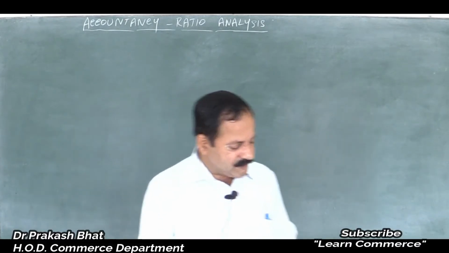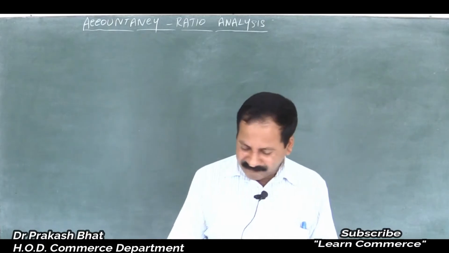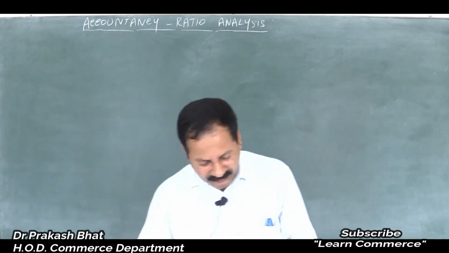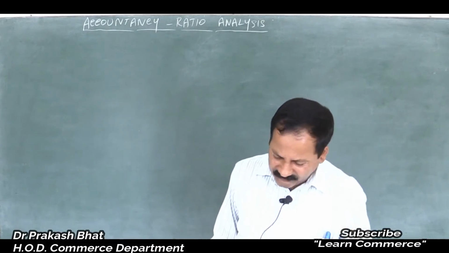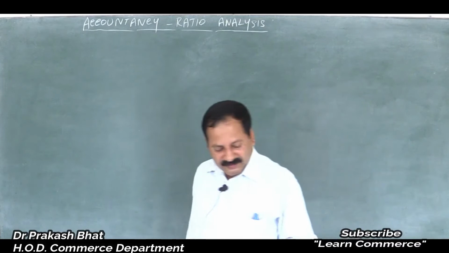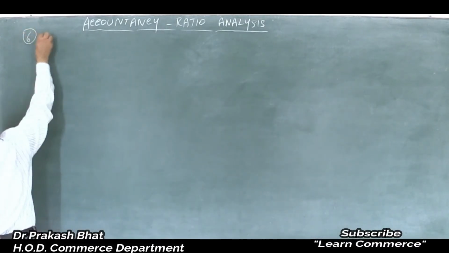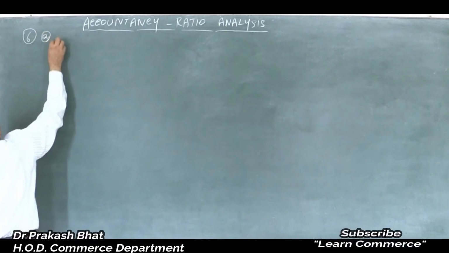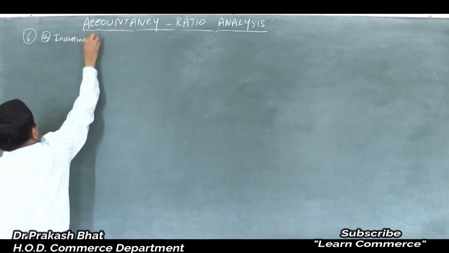So let us solve the problem. First they asked us to find out the ratio, that is investment turnover ratio, right? Investment turnover ratio or net assets turnover ratio. Let us solve it. Problem number 6. Under that, point A, investment turnover ratio. Write the formula.